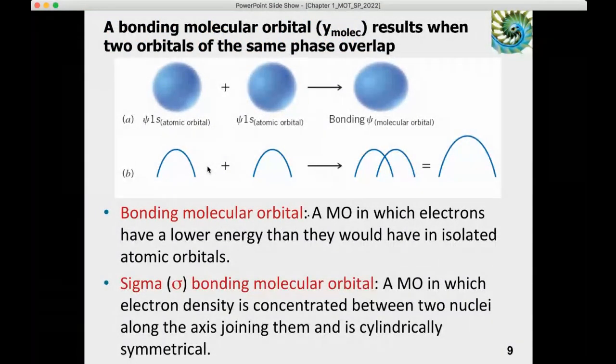So we started looking at different examples in the previous class. One simple example that I gave you was combining two 1s orbitals, okay? So the combination of two 1s orbitals in phase, as shown here, leads to a bonding molecular orbital, which looks like this. And we call this bonding molecular orbital a sigma, because sigma stands for cylindrically symmetrical around the bond axis, right? So because of the shape of this new orbital, we label it as a sigma bonding molecular orbital.